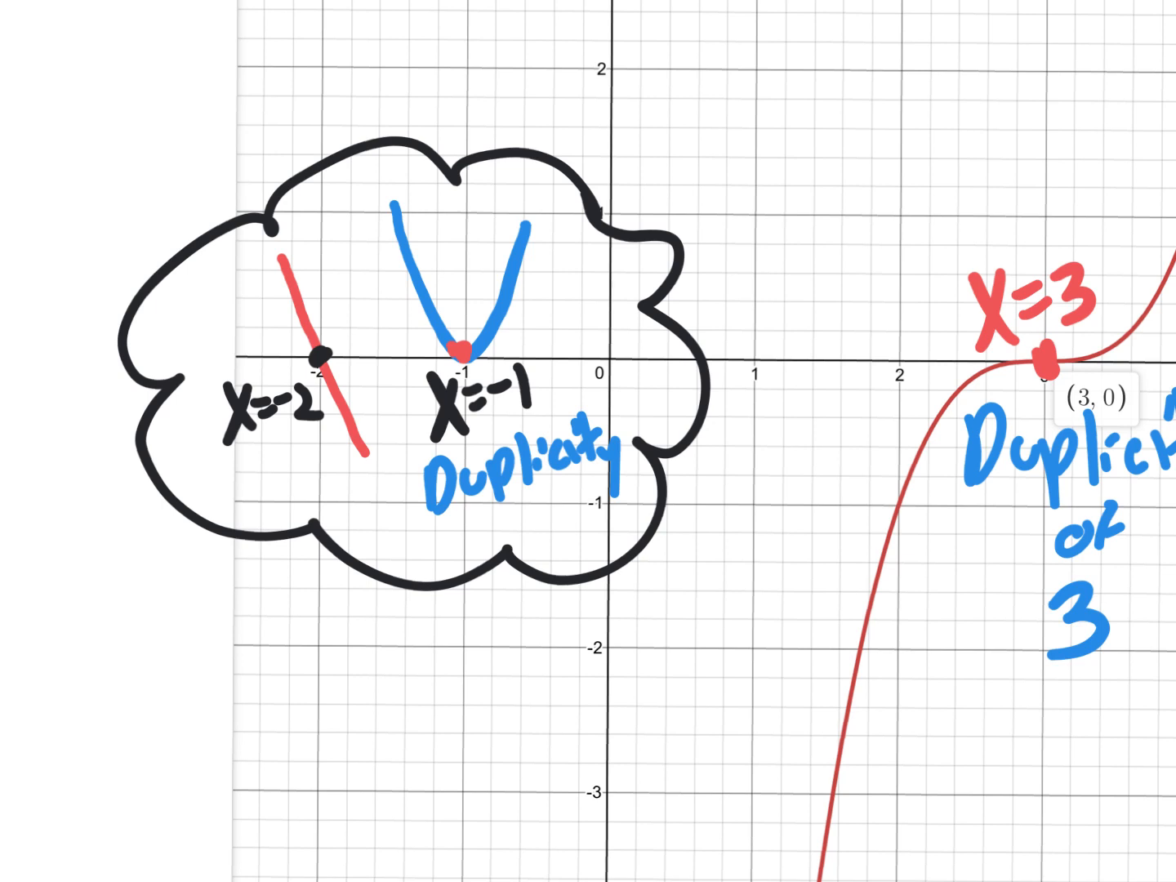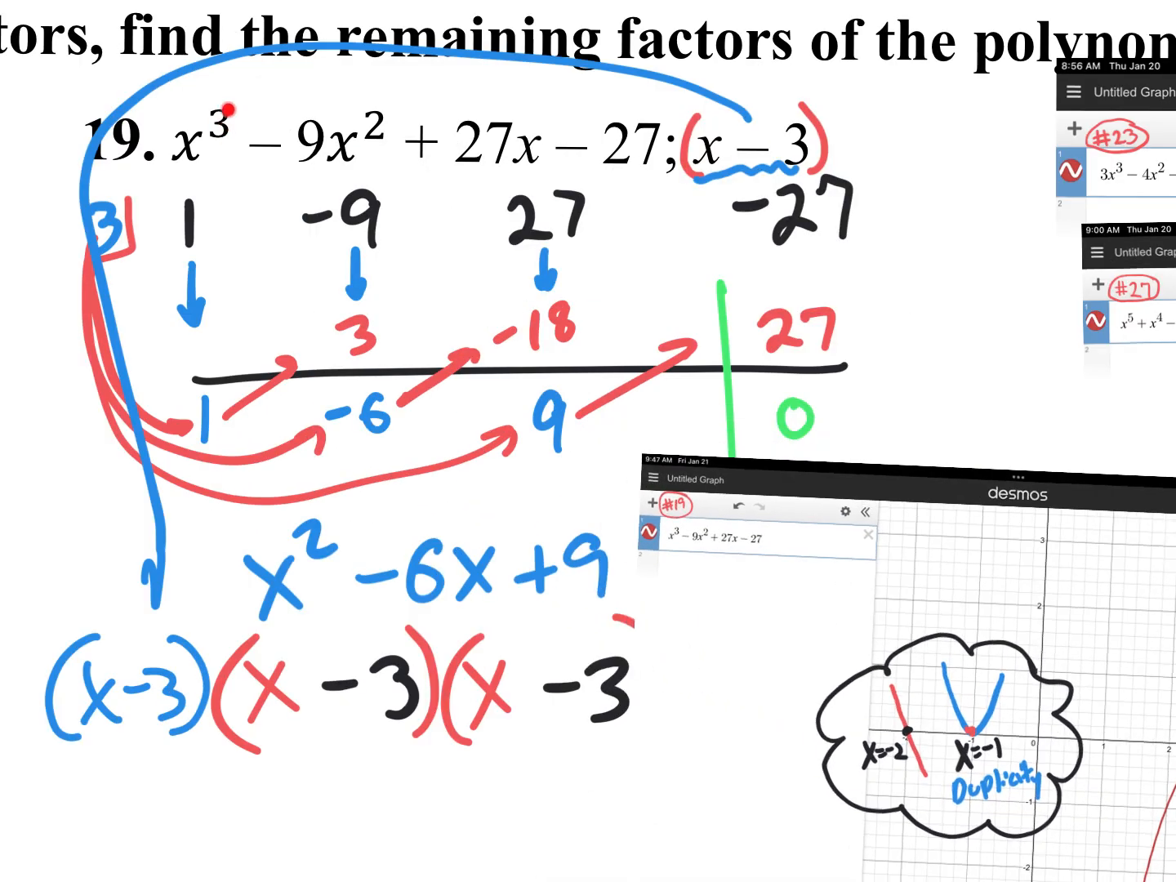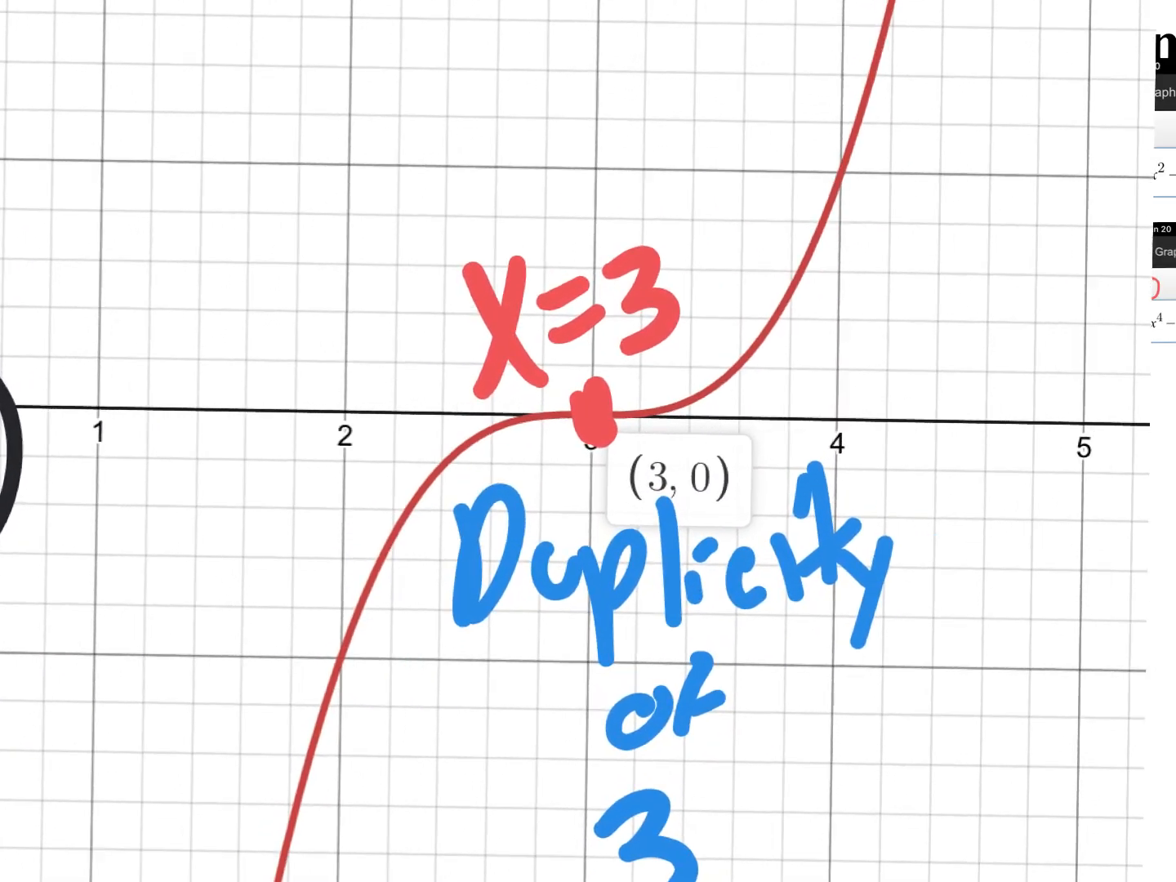Like, for example, this one right here, we knew that it had the degree 3, so I'm looking for 3 specific answers. And when I looked at the graph itself, it was just this single answer, and it didn't cross as a line. It crossed like a cubic function. So that must mean that it has a duplicity of 3. It repeats 3 times. Cool?